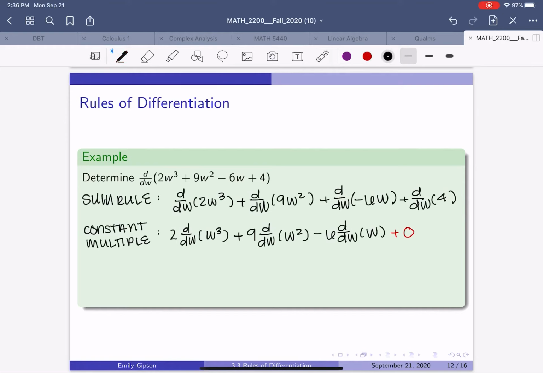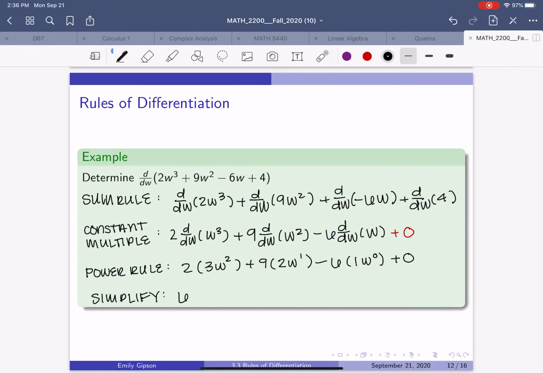And finally, we use our power rule. We get 2 times 3w squared plus 9 times 2w to the 1 minus 6 times 1w to the 0 plus 0, and in the next line I'm going to drop that. And finally, we simplify. And we get 6w squared plus 18w minus 6. And that's our final answer.